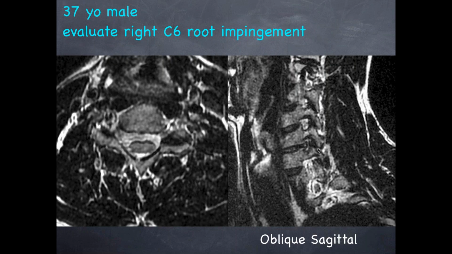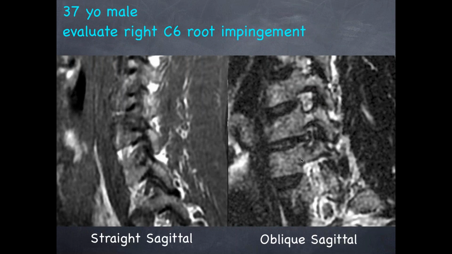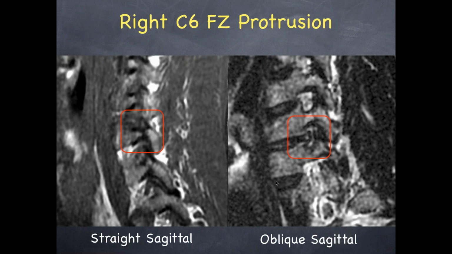So we don't do that as a routine, but I think it's important to recognize that in the setting where there's really definite focal neurologic findings at a level, and it's not really well seen on the other images, it's not a bad idea to do oblique sagittals right through that area, because it can be helpful. And here's the straight sagittal, the best one we could come up with, and here's the oblique sagittal, and you can clearly see where that disc herniation is extending into the foramen there.